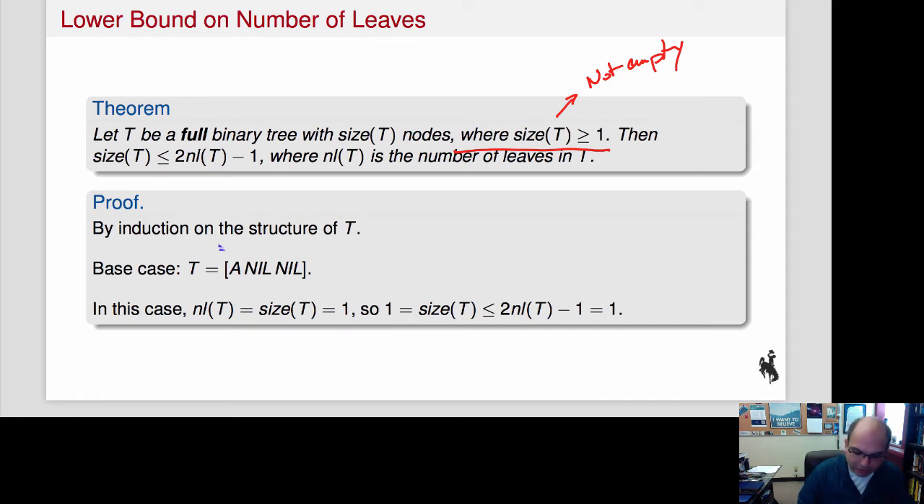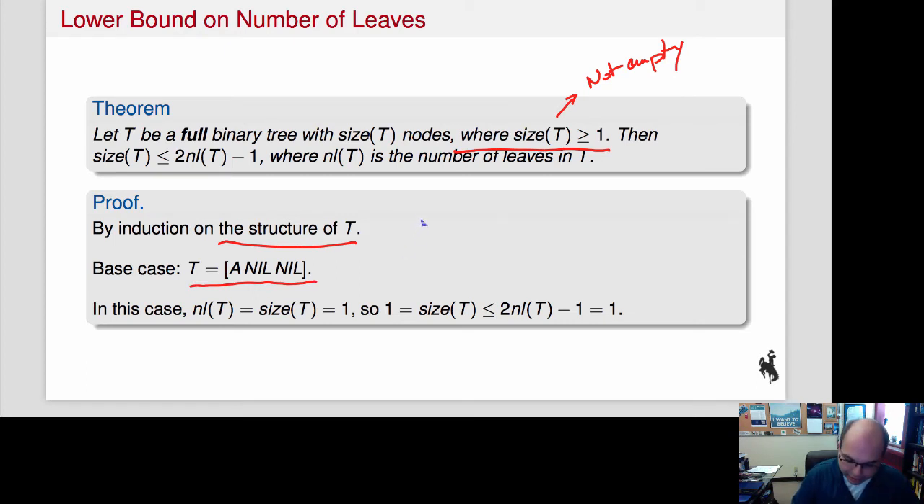So let's see, right? This time we're going to use induction on the structure of T. Remember, I said I was going to vary the induction just to show you different styles. First we used induction on the height of the tree. Now we're going to use induction on the structure of the tree. This is structural induction, okay? So our base case is kind of the minimal tree.